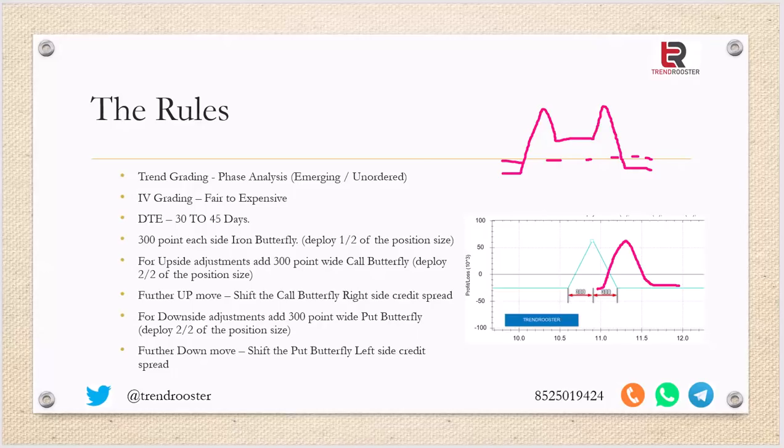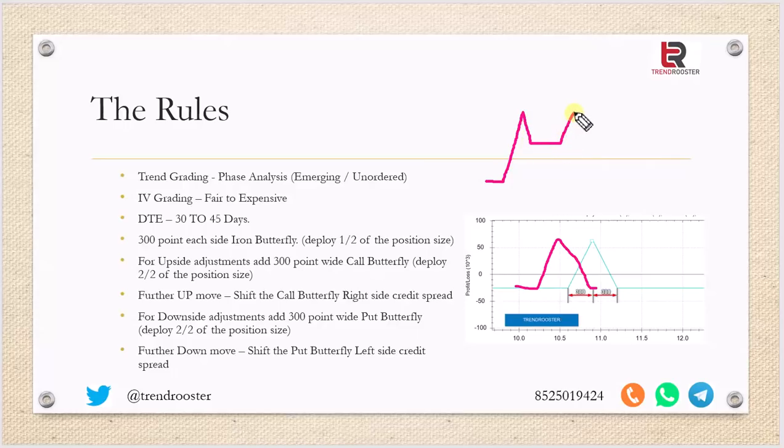So on the downside adjustments, we're going to deploy the same thing here, one more butterfly, which we deploy two after two, which is a full position size. Something like this, right? So let's draw it. We're going to deploy one more butterfly here, layering on the existing butterfly. So its payoff diagram is something like a Batman hat, right? So this is how it looks.